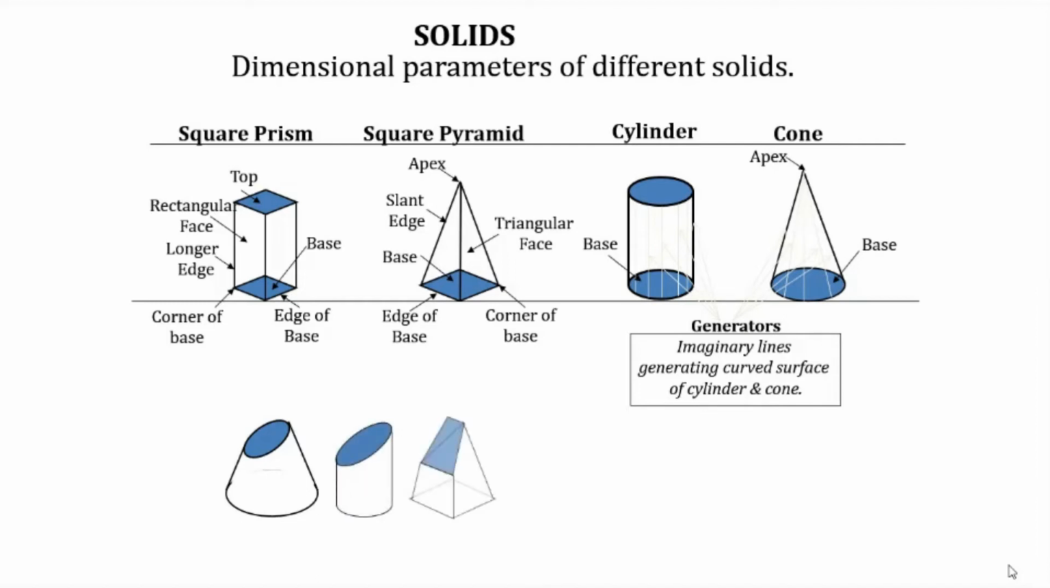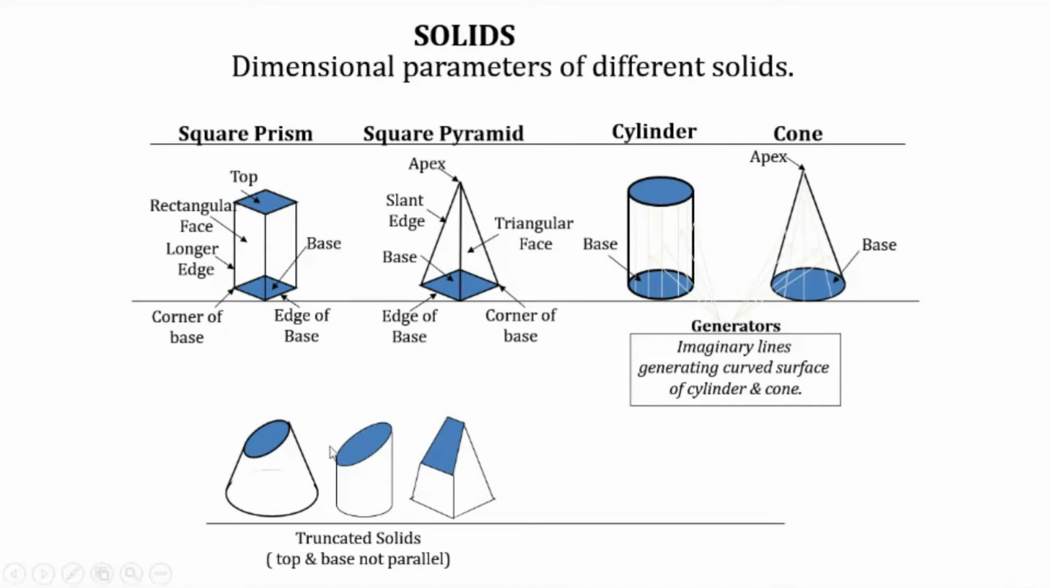These types of shapes are known as truncated solids. That is, the top and the base are not parallel. In the first case, it is a part of a cone, and some part of the cone is removed. So it is a truncated solid, and the top face is not parallel to the bottom face, or the base is not parallel to the top. That is why this is known as a truncated solid.